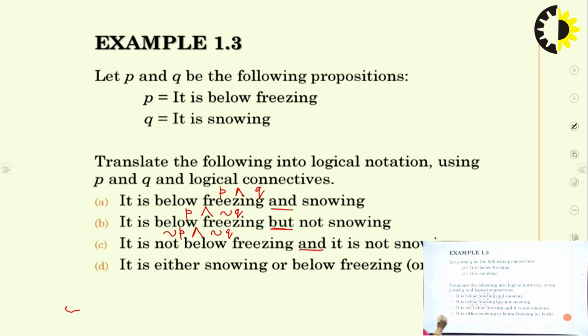Now the third one, it is either snowing. Snowing means Q. Below freezing means P, or. And then we even have or both. Or P and Q. Both means P and Q, and since we have an or in between, we have added this or, and this was the first part. So this is how we can convert these statements using the symbols.